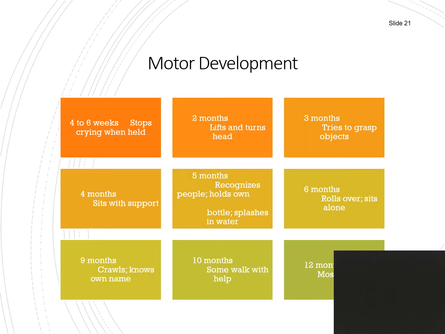Motor development occurs in a typical pattern called cephalocaudal. This means proceeding from the head to the tail. This means that babies can lift their head before they can lift their chest. They sit before they can stand. Development will proceed from the center of the body towards the outside. They'll control their shoulders before their arms and fingers. This pattern will be consistent, although the rate may vary from one child to another.